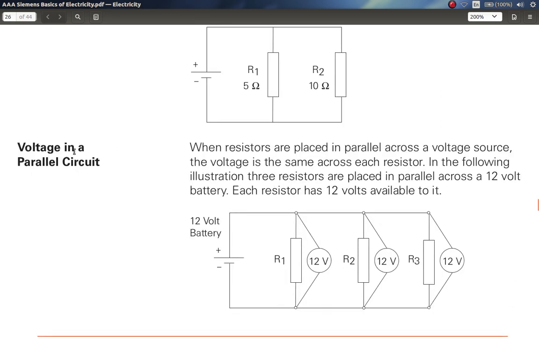Now, voltage in a parallel circuit. When resistors are placed in parallel across a voltage source, the voltage is the same across each resistor. In the following illustration, 3 resistors are placed in parallel across a 12 volt battery. Each resistor has 12 volts available to it. So you can see here, 12 volt battery, each resistor 12 volts.